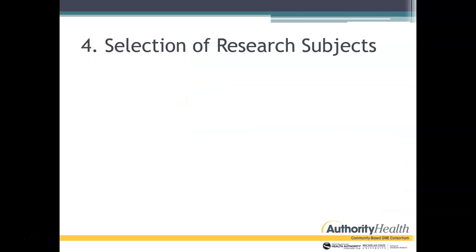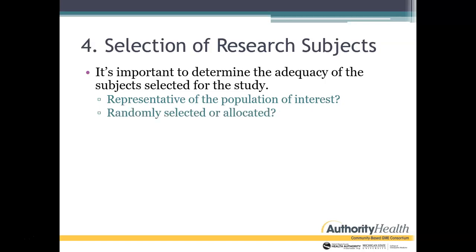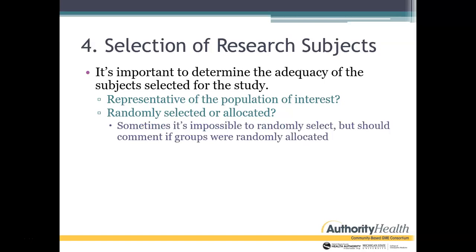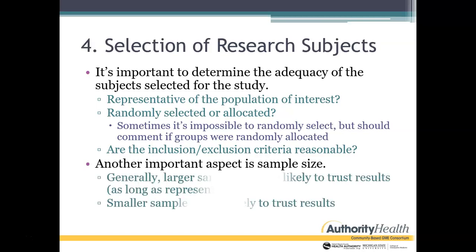And now we move on to selection of research subjects. So when you're looking at an article, it's important to determine the adequacy of the subjects that they were selected for. Are they representative of the population of interest? Was it randomly selected or randomly allocated? Sometimes it's impossible to randomly select, but you can comment if the groups were allocated randomly. Then you take a look at the inclusion and exclusion criteria when you're looking at the subject sample. So are they reasonable? Another thing to take a look at is sample size.